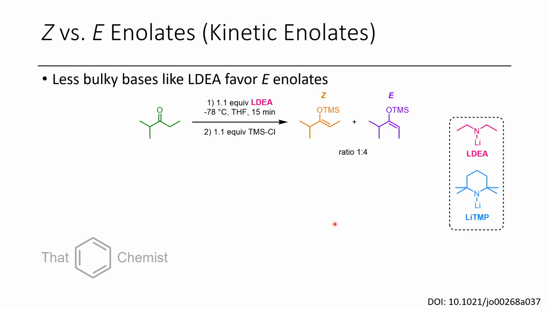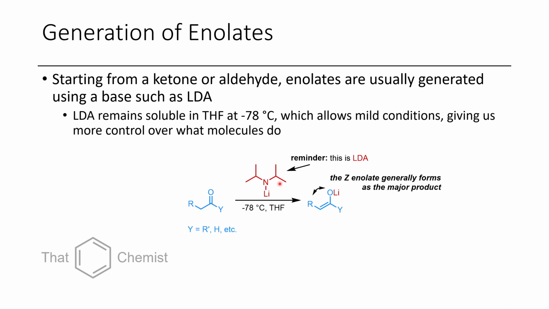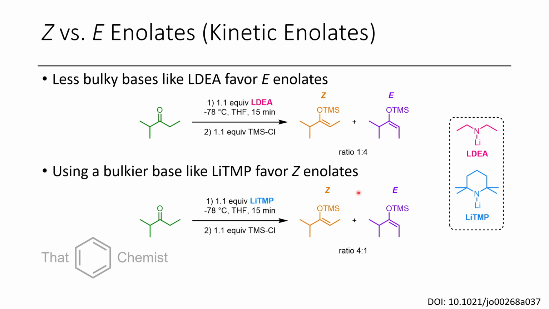Now, in the previous example, where I said LDA favors, for the most part, the Z enolate as the major product, you don't favor it that much. So if you want a really good ratio of Z to E, you'll use a bulkier base like lithium TMP for the most part. Now, if we only have a CH3 versus a multiple substituted position, we'll get better selectivity. But for something like this, where we're going for a secondary position versus a tertiary position, there's not too much selectivity, so you have to really get picky about your choice of base.